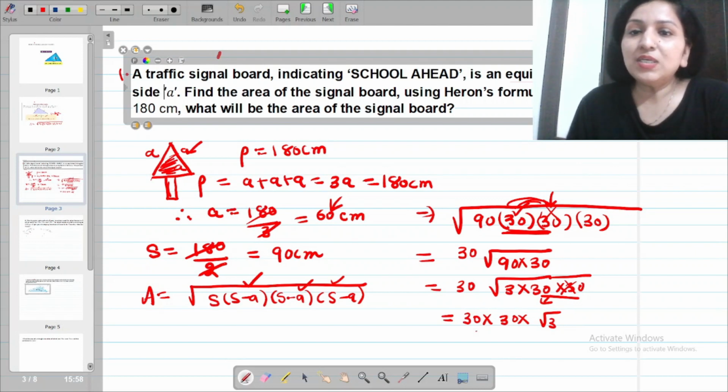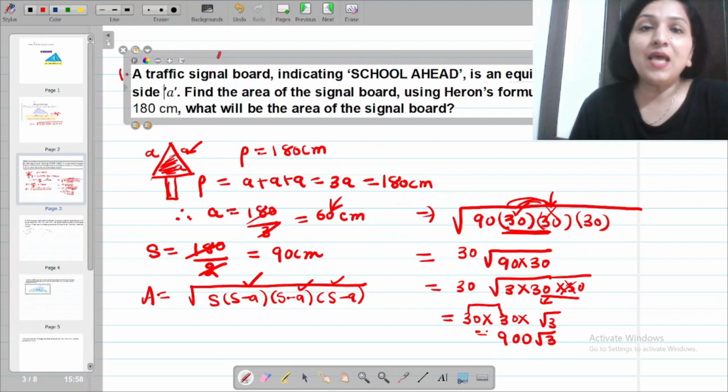Now, 30 into 30 is how much? 30 into 30 is 900. How did I do it? 3 into 3 is 9 and both the zeros will go automatically along with root 3. What are we finding? We are finding the area and the unit of area is square meters or square centimeter. The unit given here is centimeter. So, we'll simply write here along with root 3, it is centimeter square. That's your answer. Okay. So, Heron's formula we have used here to find the area.